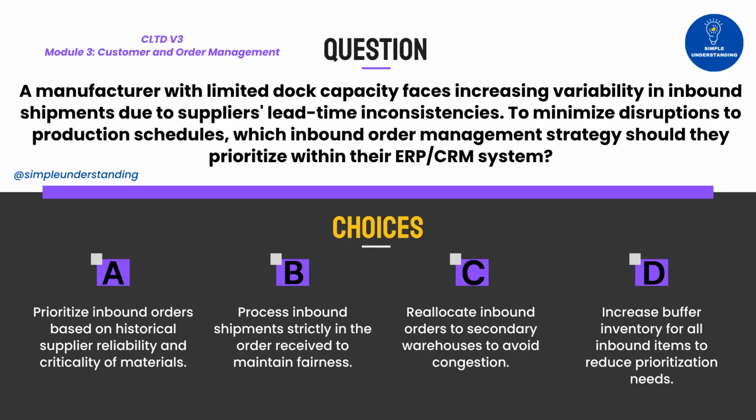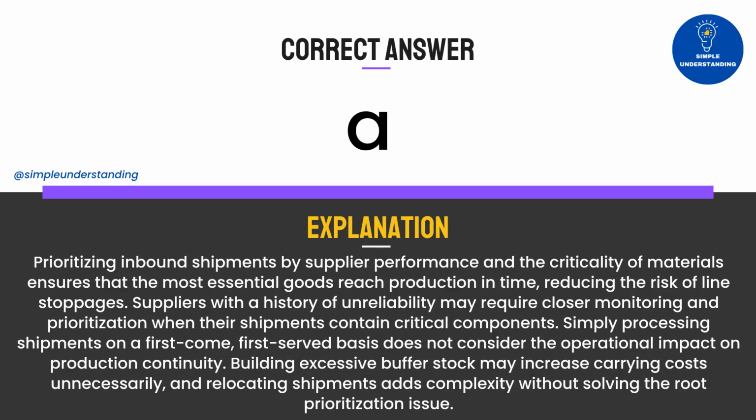B. Process inbound shipments strictly in order received to maintain fairness. C. Reallocate inbound orders to secondary warehouses to avoid congestion. D. Increase buffer inventory for all inbound items to reduce prioritization needs. Correct answer: A. Detailed explanation.